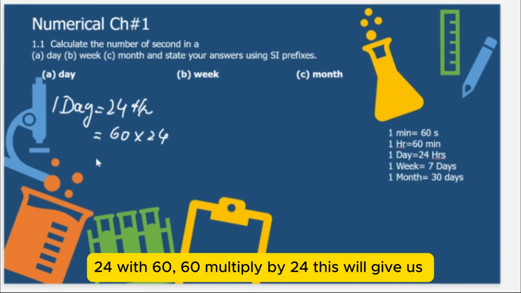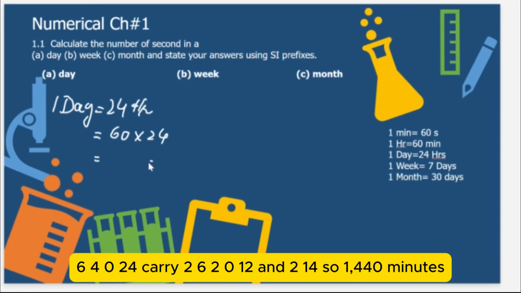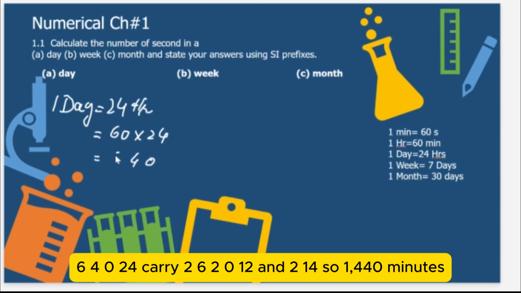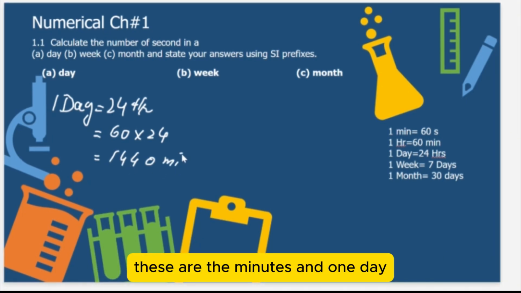This will give us 0. 6 4s are 24, carry 2. 6 2s are 12 and 2 is 14. So 1440 minutes. These are the minutes in 1 day.